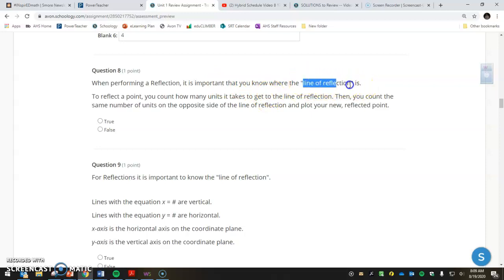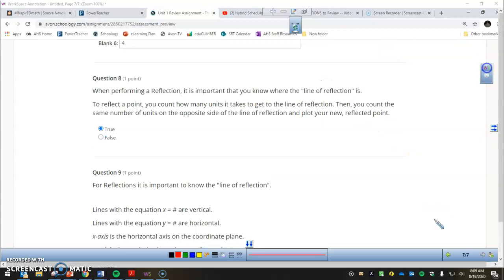reflection is. Well, that's a true statement in itself. To reflect a point, you count how many units it takes to get to the line of reflection. Then you count the same number of units on the opposite side of the line of reflection and plot your new reflected point. So this is true. So this is basically just telling you the process of how reflections work. So if I take a point, call it P, and let's say that my line of reflection was a vertical line. This might be like the y-axis.